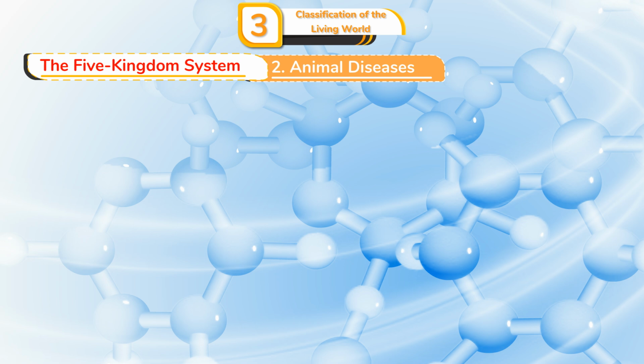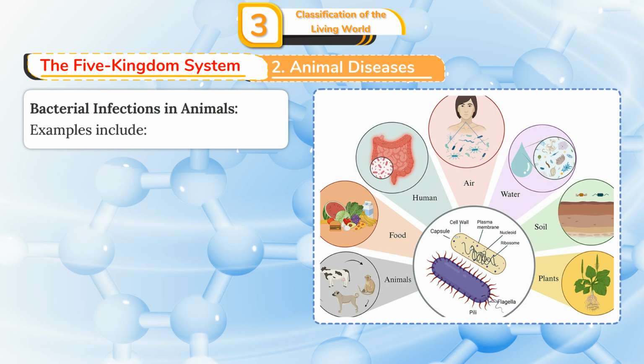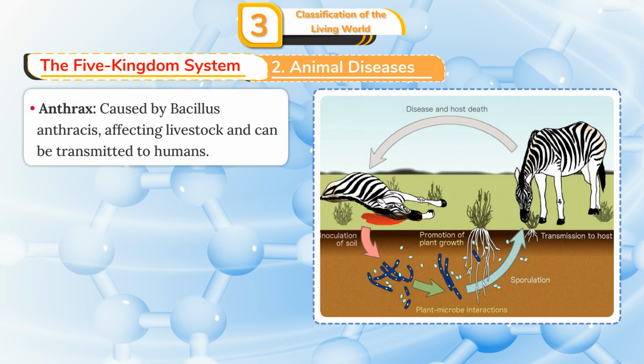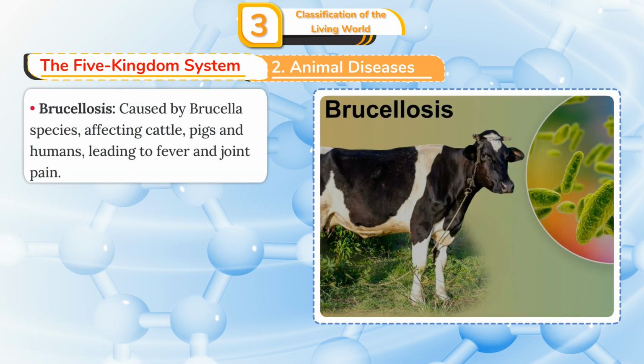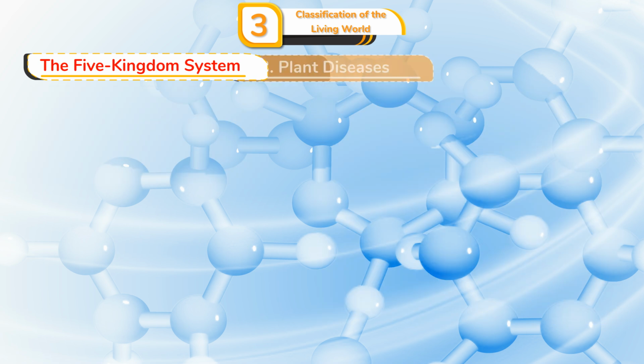2. Animal diseases. Bacterial infections in animals. Examples include anthrax, caused by Bacillus anthracis, affecting livestock and can be transmitted to humans. Brucellosis, caused by Brucella species, affecting cattle, pigs and humans, leading to fever and joint pain.